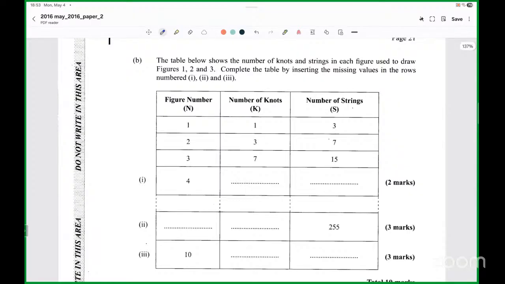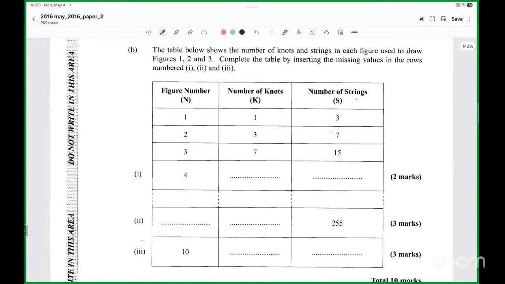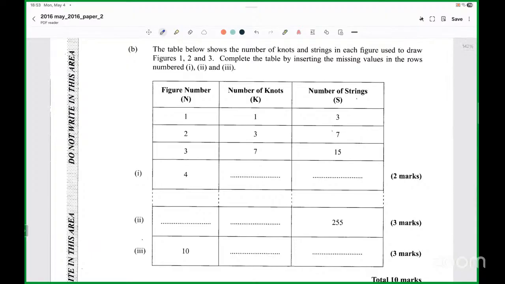Here below shows the number of knots and strings used to draw figures 1, 2, and 3. Complete the table by inserting the missing values in each row numbered 1, 2, and 3. All right. So here you realize that they added 2 knots first. They're going to add 4 next, aren't they? They're going to add 8 next. They're going to add 16 next.